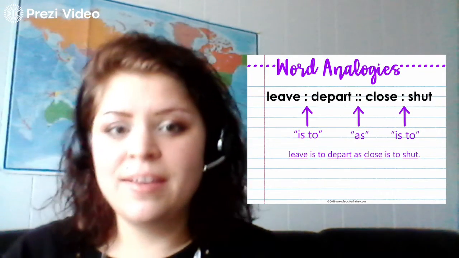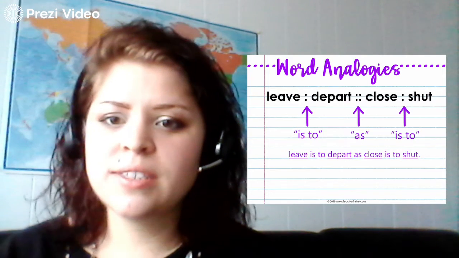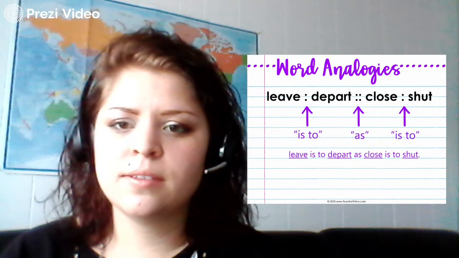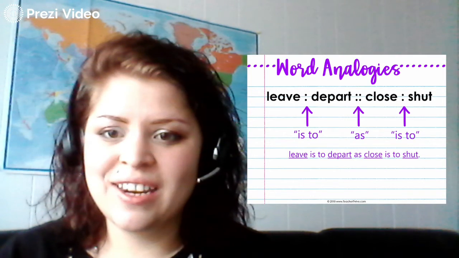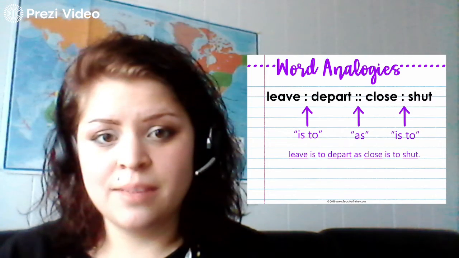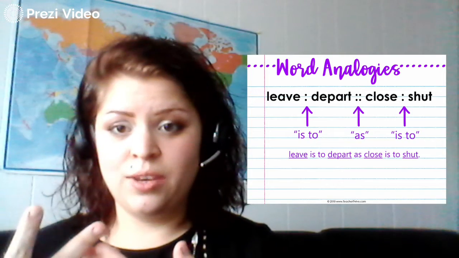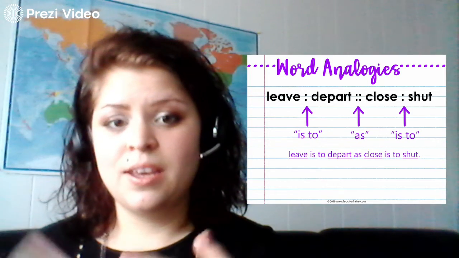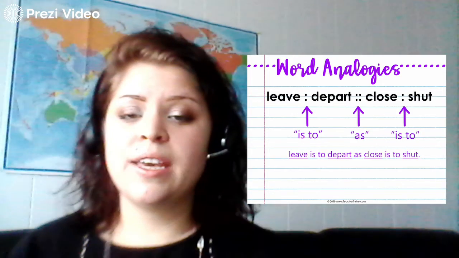Here we have leave and depart as our first word pair. Are leave and depart synonyms or antonyms? They are synonyms. So if leave and depart are synonyms, the next word pair of the analogy will also be synonyms. So leave is to depart as close is to shut.